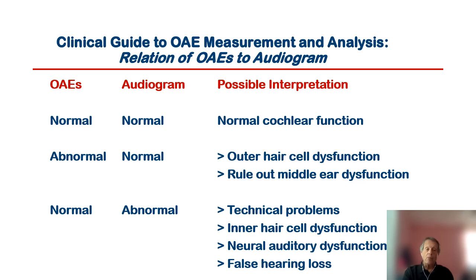OAEs are a far more sensitive measure of cochlear function than the audiogram. So the first explanation is outer hair cell dysfunction that's subclinical. It's not yet showing up in the audiogram.